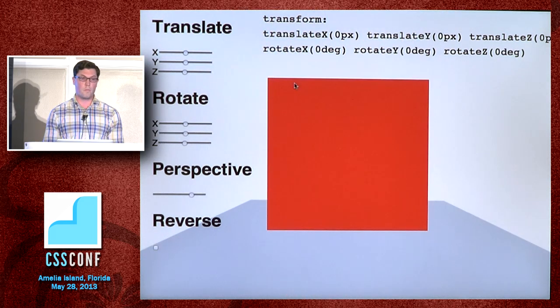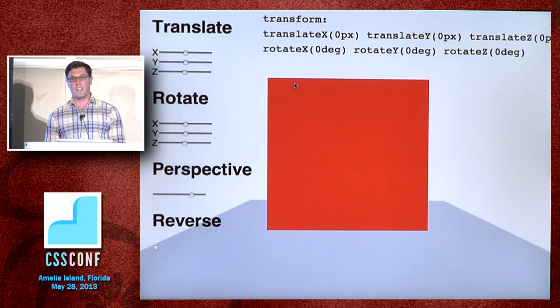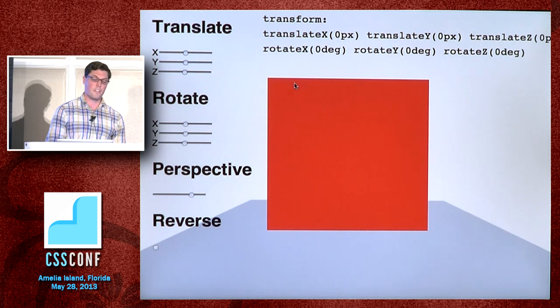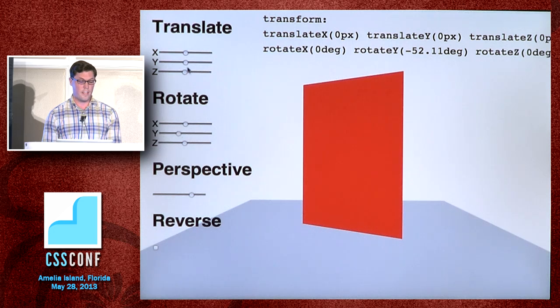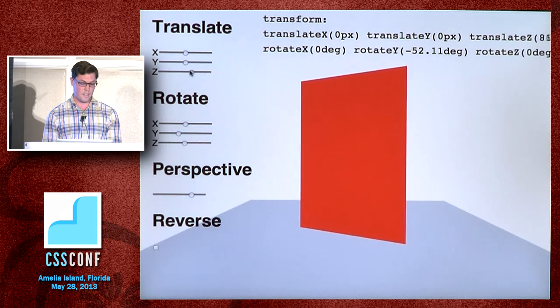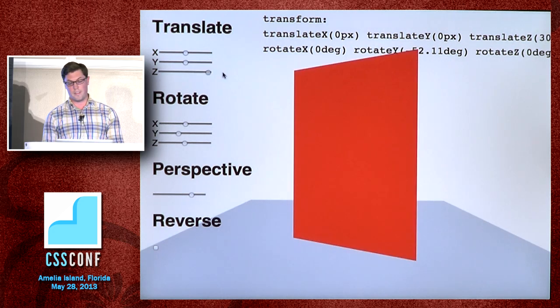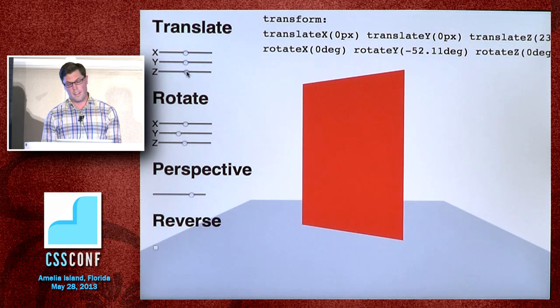As I mentioned before, transform applies these commands in order. So if you translate something, then rotate it, it's different from rotating something and then translating it. So for example, if we take this and rotate it off to the side, and then we move it out along z, it doesn't move towards the camera per se. I'm sorry, it does in this case. It moves towards the camera, exactly like I said it would.